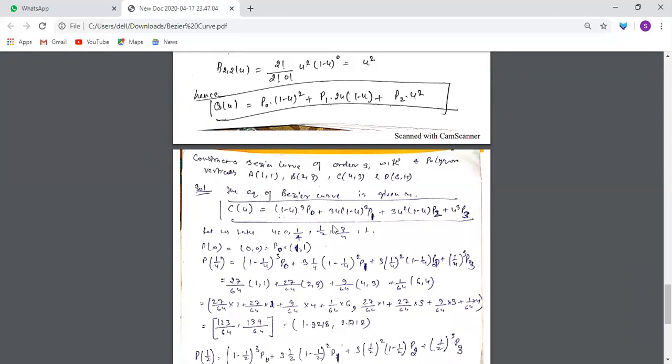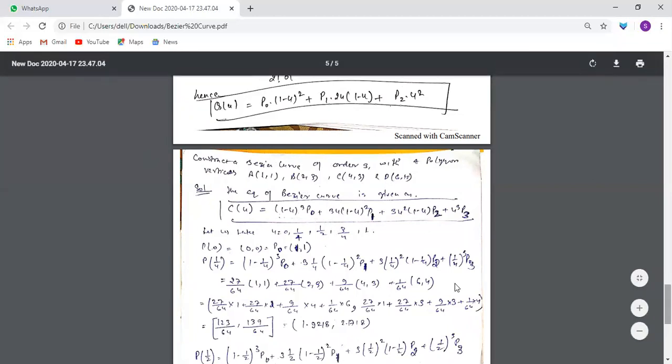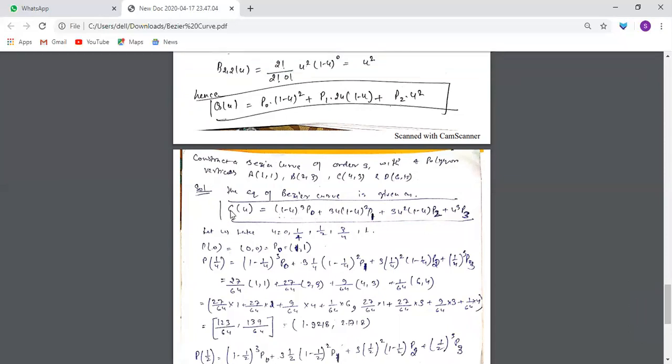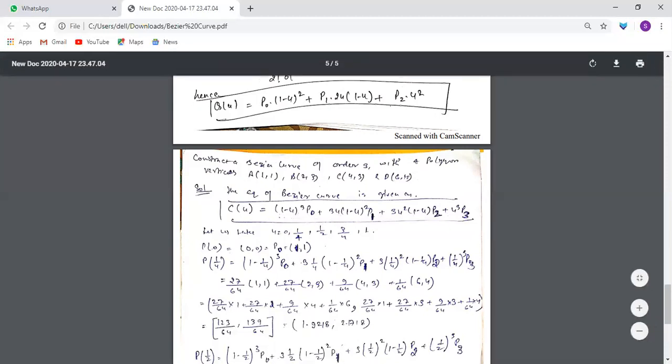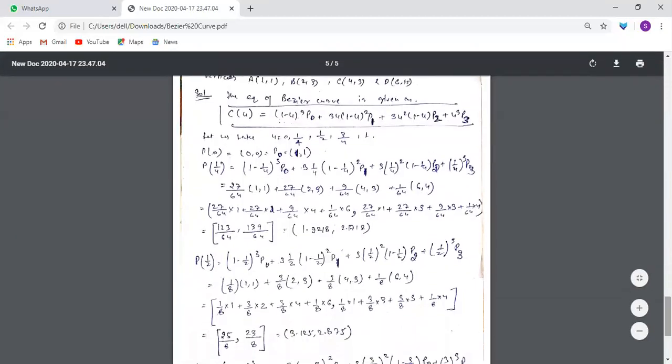Okay, now what was the equation for the cubic Bezier curve? You have derived it just now. So C of u, or Q of u, or whatever variable you want to use, C of u is equal to (1 minus u) cubed p naught plus 3u (1 minus u) squared p1 plus 3u squared (1 minus u) p2 plus u cubed p3. So you'll use this formula.